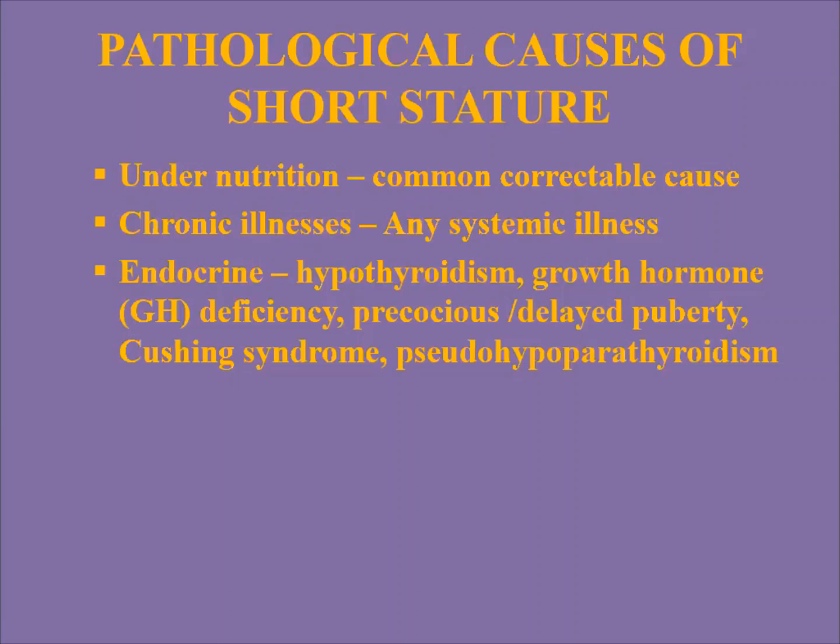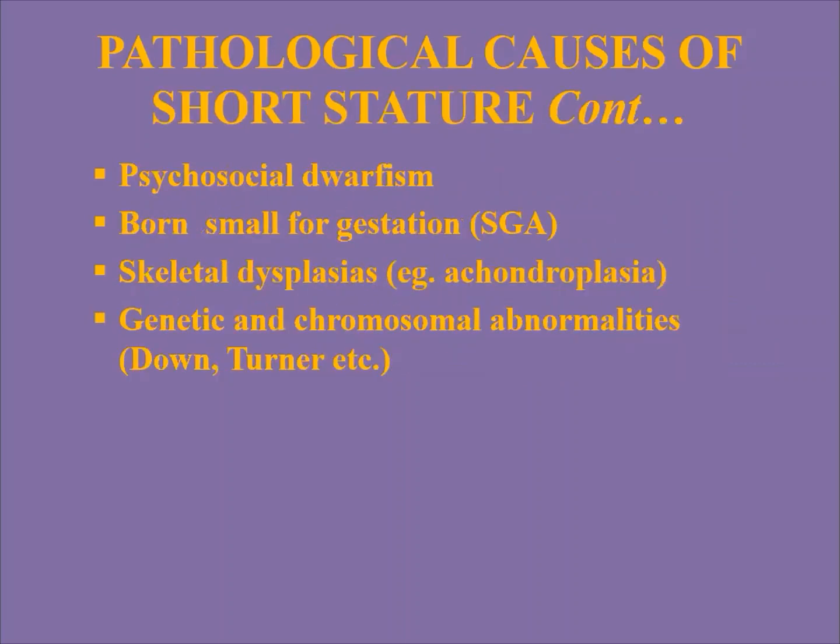Endocrine causes: hypothyroidism, we know, growth hormone deficiency, precocious puberty. Precocious puberty, we saw earlier, in the early period will cause short stature, but if you leave it untreated, they will soon arrest their growth and they will become short individuals. Cushing syndrome and pseudohypoparathyroidism are other causes of short stature.